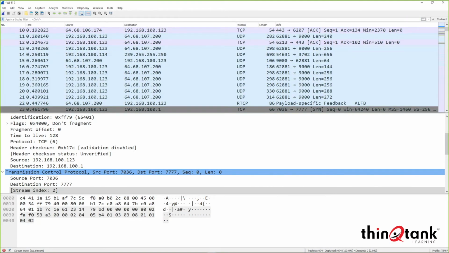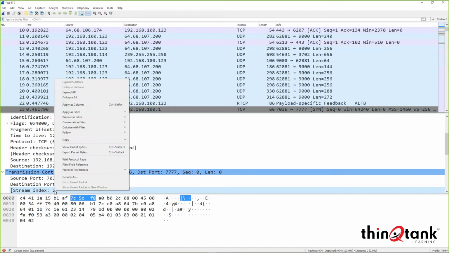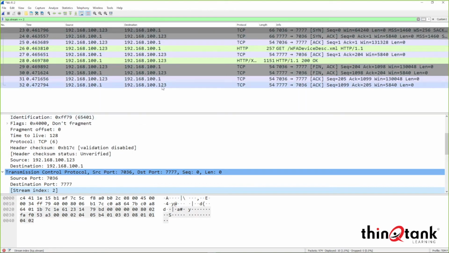Wireshark does something very nice for us. It creates something called a stream index for the datagrams that you capture. It's something that's not part of the TCP header, but it gets added to the Wireshark capture. We can see stream index 2 here. I can apply a filter based on that index, and this is the entire conversation, at least the part that I captured.